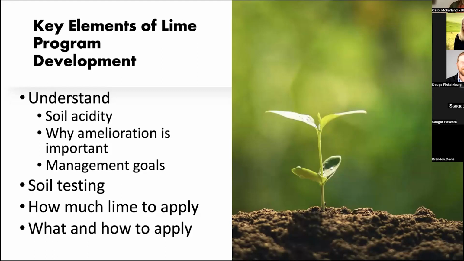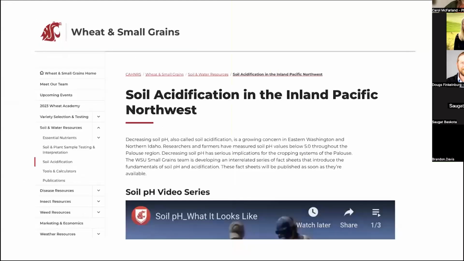Of course, as a soil scientist, soil testing is always the right answer. Soil testing also helps us understand how much lime to apply. Then we'll talk a little bit at the end about what and how to apply in terms of product selection. Again, that will not be a comprehensive overview, but we'll get the conversation started so that we can keep continuing it during other parts of this workshop series.